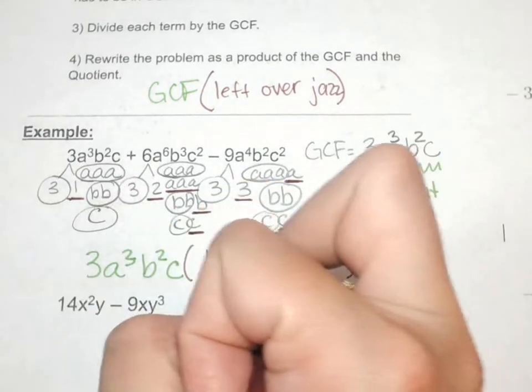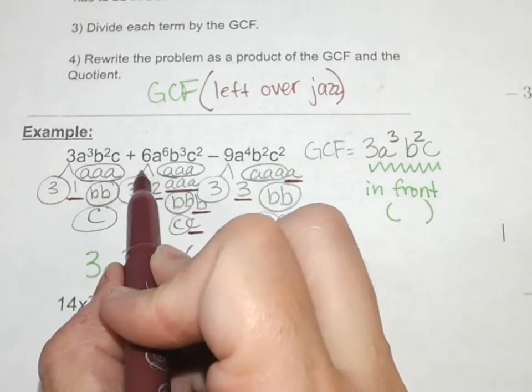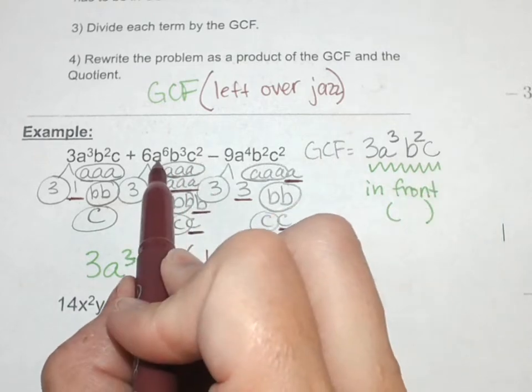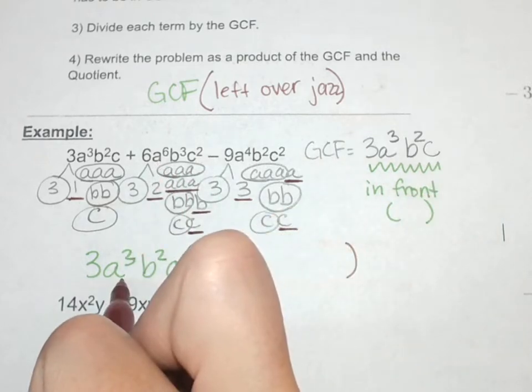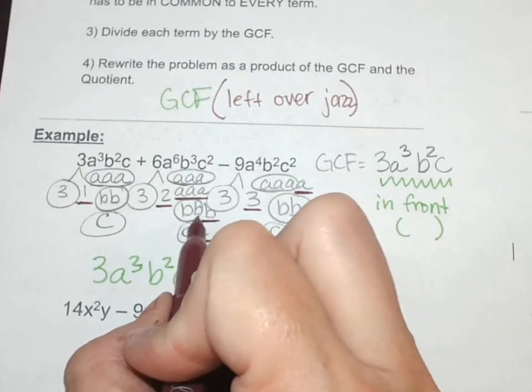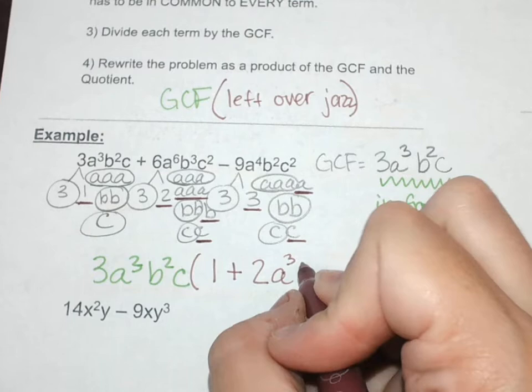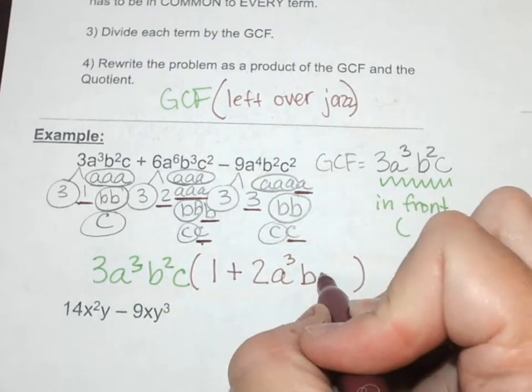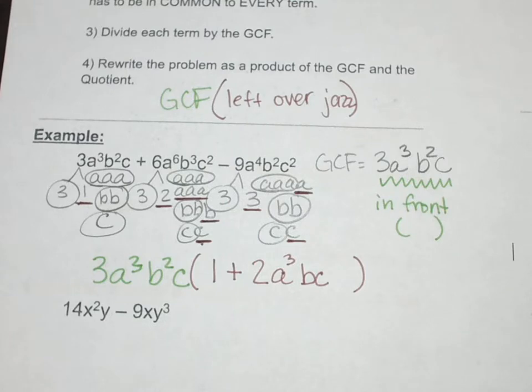Now you have a plus sign. So plus, now 6 divided by 3 is 2. Notice we had a leftover 2. A to the 6, factoring out A cubed, leaves you with 3 A's. B cubed, factoring out B squared, leaves you with 1 B. And then C squared, factoring out 1 C, leaves you with a C. So there is the second term.